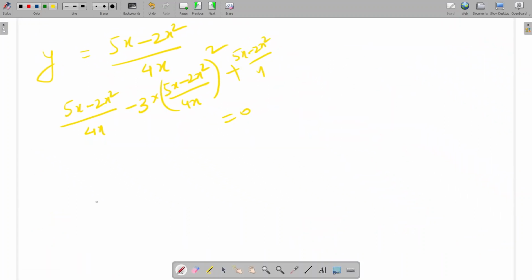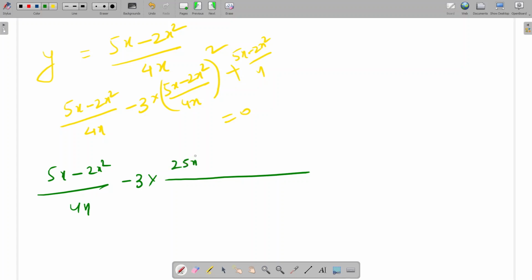So the first part is (5x minus 2x square) by (4x minus 3) into... what will be the numerator? That will be 25x square plus 4x to the power 4 minus how much? 20x cube. Is it correct?